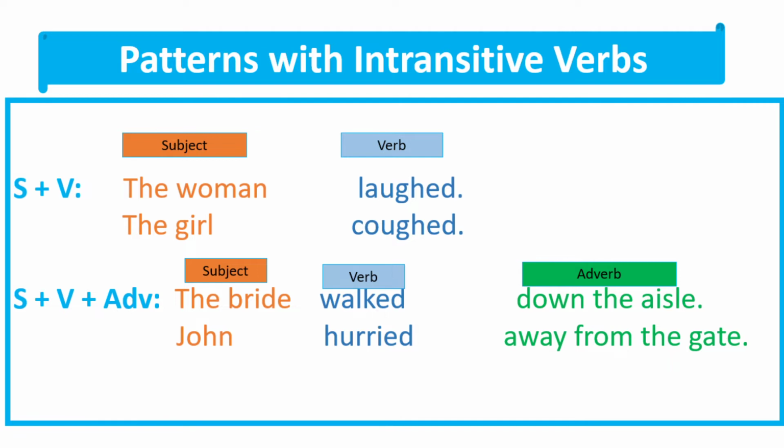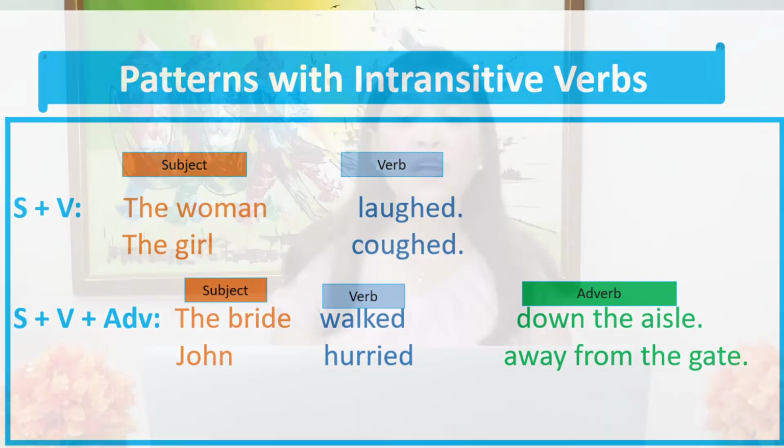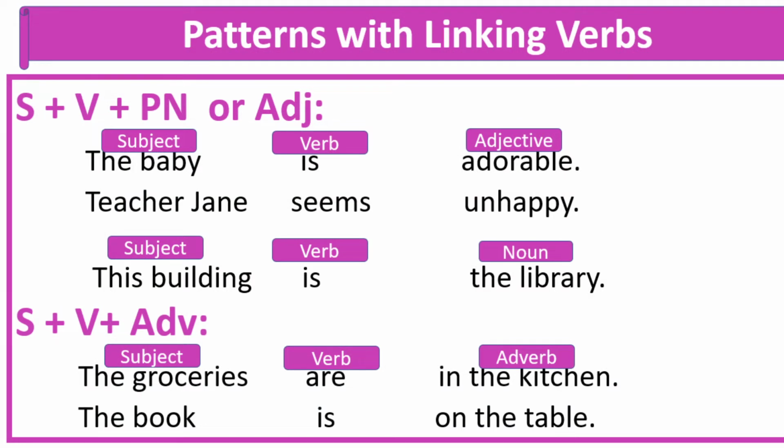And then we have a second example. Let's try to examine it. John hurried away from the gate. We have John as the subject and hurried as the verb, and away from the gate is the adverb. So these are the two patterns under intransitive verbs. Next, we have patterns with linking verbs. What are the different patterns under linking verbs? Why did I separate them into three? For the students to easily understand, because if we try to mix them up, then they will have difficulty understanding the concept. So I think this is a better way of presenting the sentence patterns.